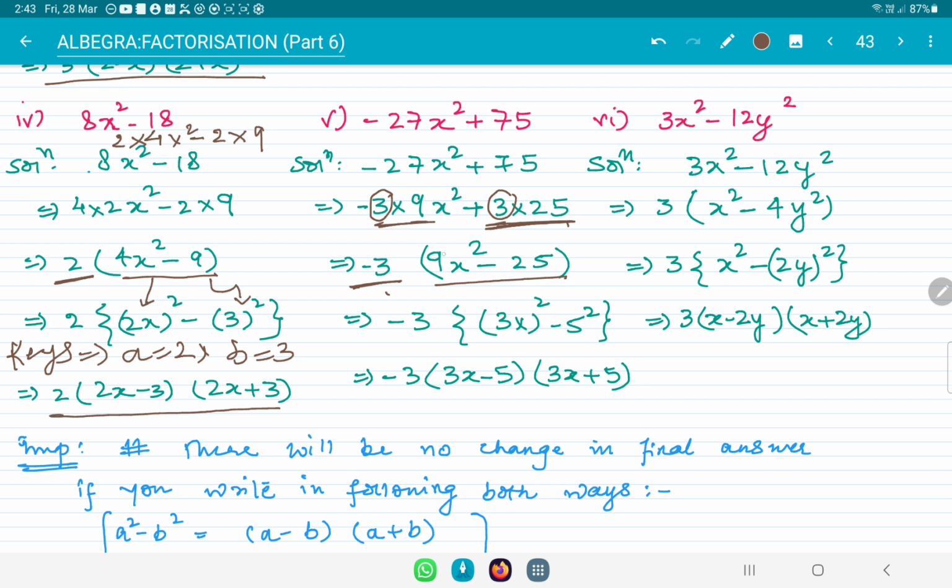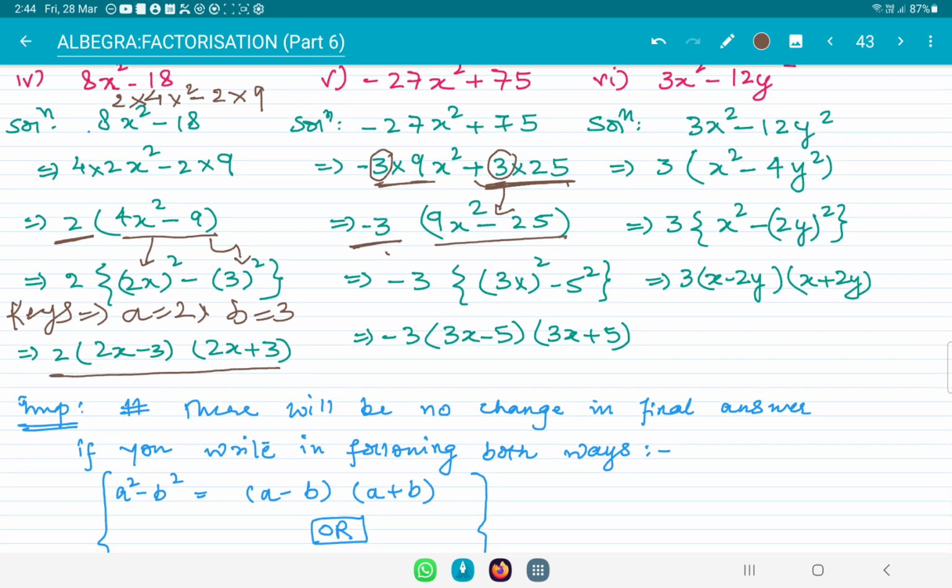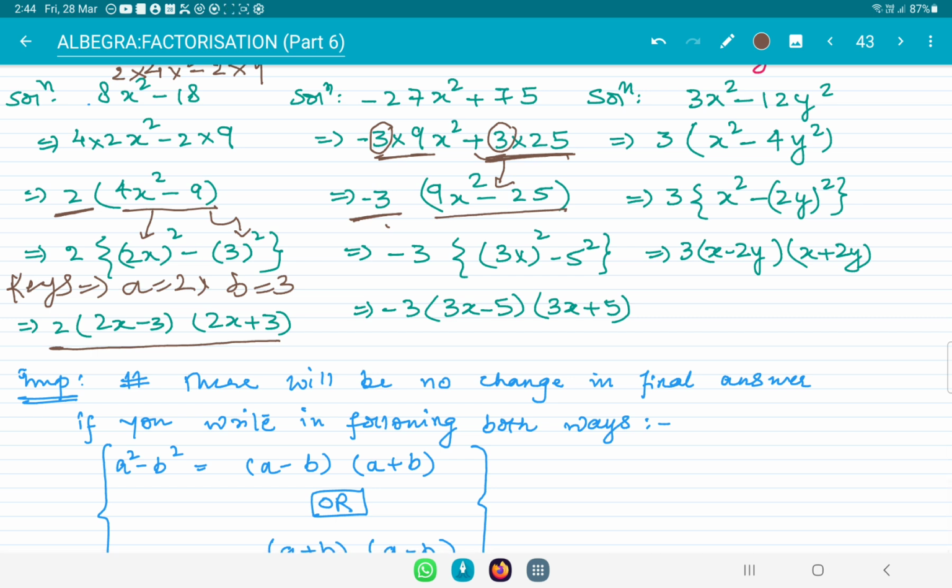Okay. So here it is minus minus plus, so 9x square minus 25. Is it necessary that every time we have to take minus 3? No, it is not necessary. If you take plus 3, then your question will take the shape where 25 will come first and 9x square will come behind the 25. So it will become 3 into 25 minus 9x square. Okay. In that case your answer will be different. But when you simplify it, they both will become the same.